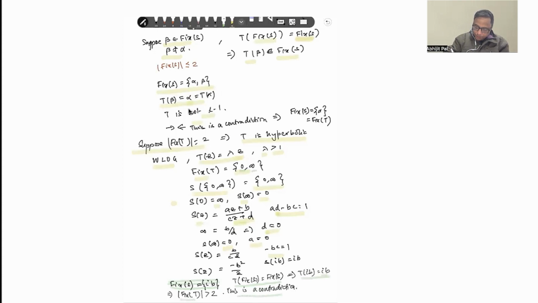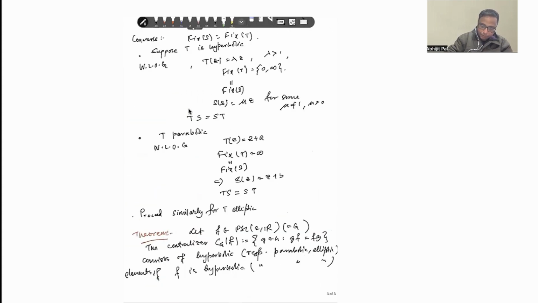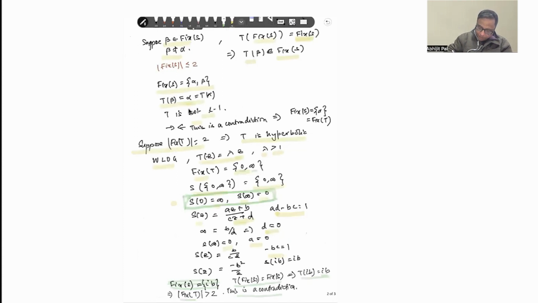Why this contradiction? This contradiction is because of this assumption: S of 0 equal to infinity and S of infinity equal to 0. So this cannot be possible. So S of 0 has to be 0 and S of infinity has to be infinity.